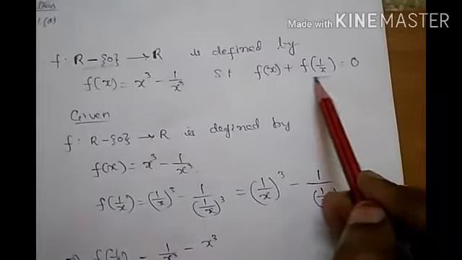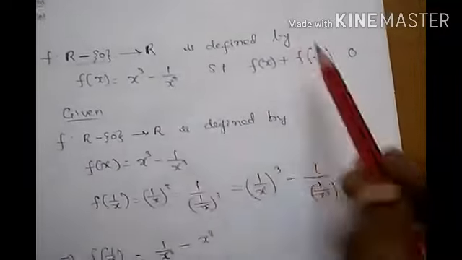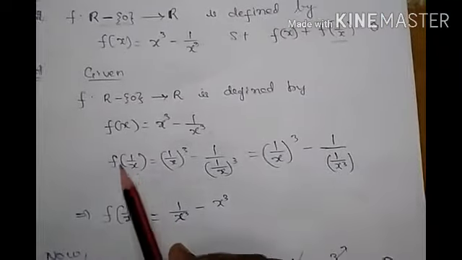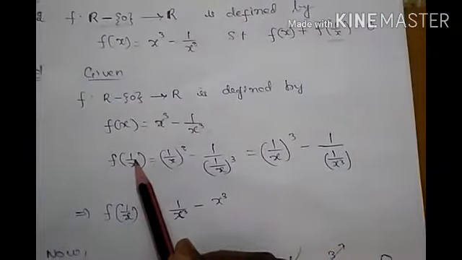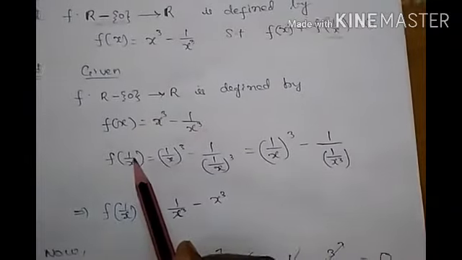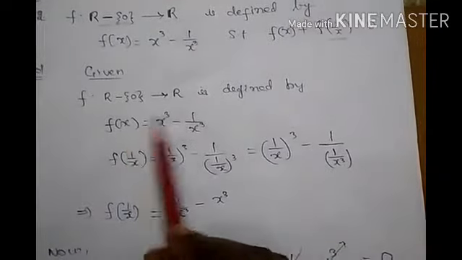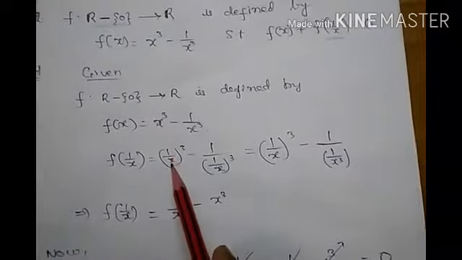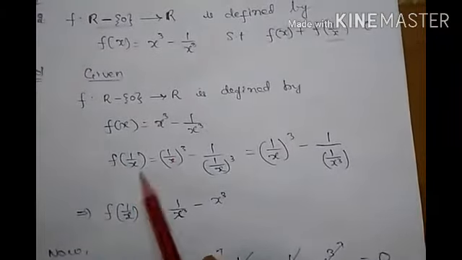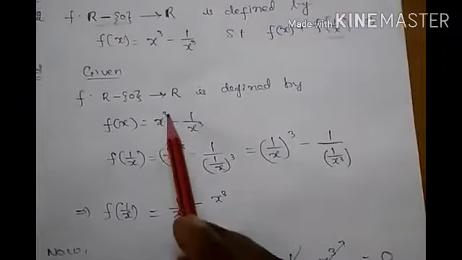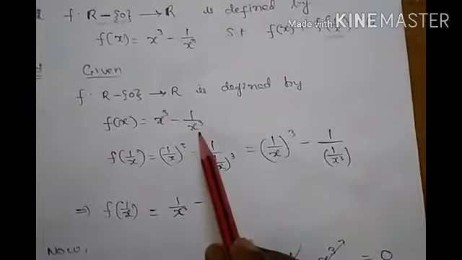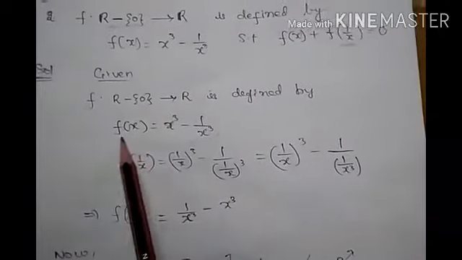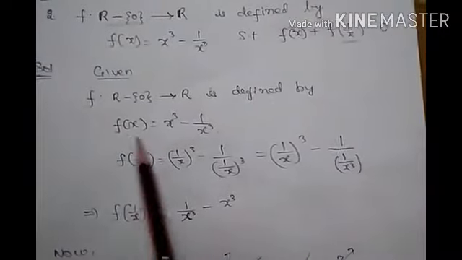What is your f of 1 by x? f of x is given like this. What is f of 1 by x? To find f of 1 by x, that means 1 by x is written in place of x. That means in the right hand side also replace x with 1 by x. That means f of 1 by x equal to 1 by x whole cube minus 1 by x whole cube. We are replacing x with 1 by x.